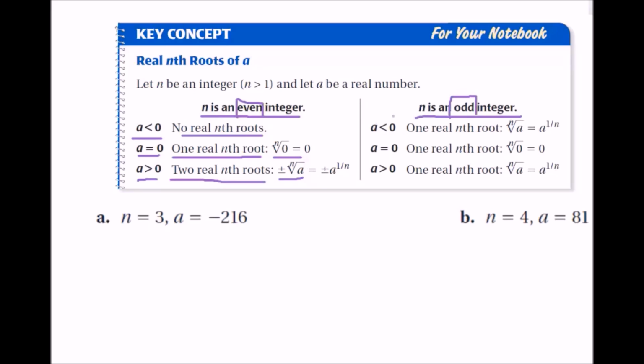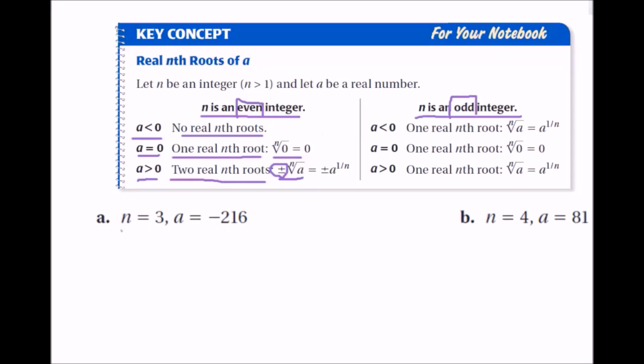The other situation is if n is an odd integer. If a, the number you're taking the root of, is less than 0, there's one real nth root. If a is equal to 0, there's 0. And if a is greater than 0, there's still one real nth root. So if n is an odd integer, like 3, 5, or 7, there's only one root. You're not going to have the plus or minus thing like we're used to seeing if n is odd.